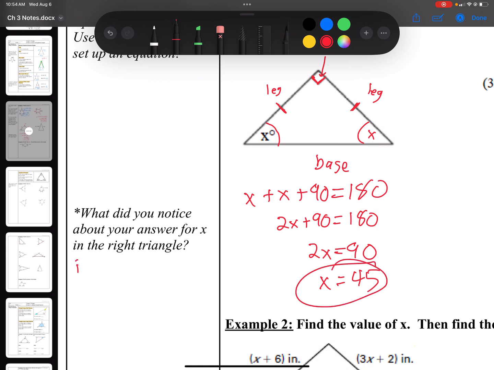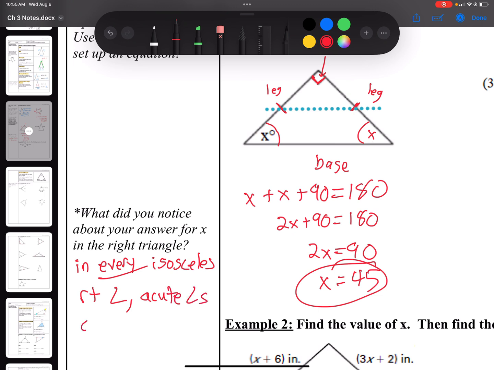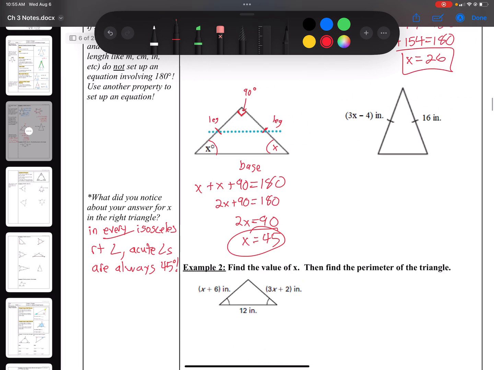Turns out, in every isosceles right triangle, so that means it's got a right angle in it and it's got two equal sides, the acute angles are always 45 degrees. Always. That's always true. If it's both a right triangle and isosceles, the acute angles have to be 45. They have to be. They can't be anything else.